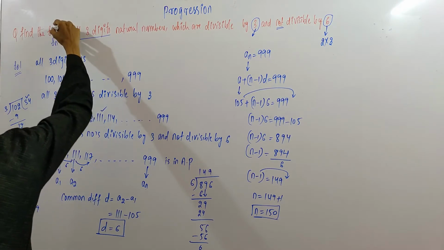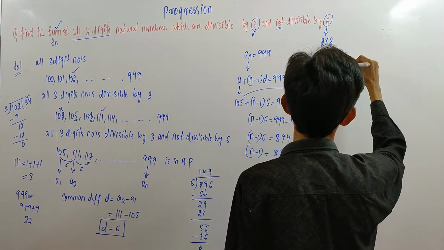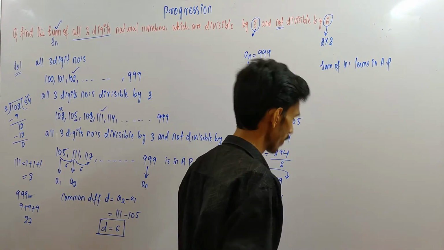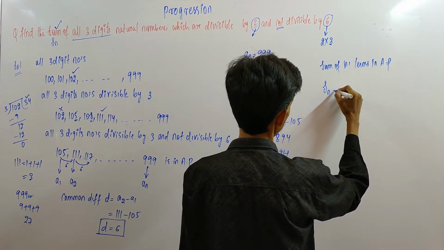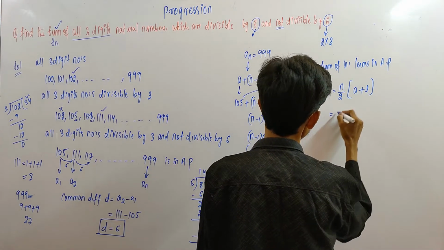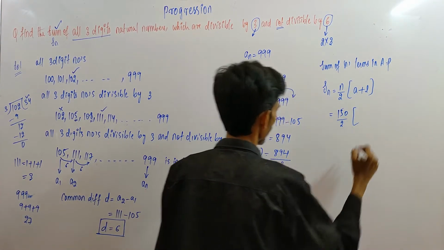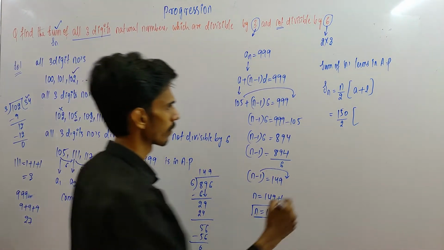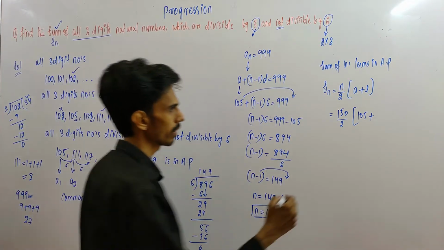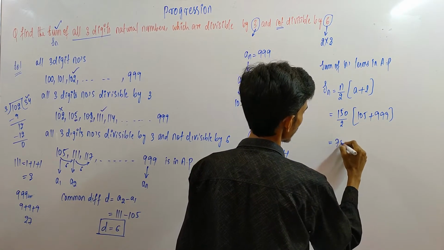Here what is our sum? Sum of n terms in arithmetic progression is given by S suffix n, that is n by 2 into first plus last number. We have n, 150 divided by 2. First number is 105. Last number is 999. Now 150 by 2 is 75.